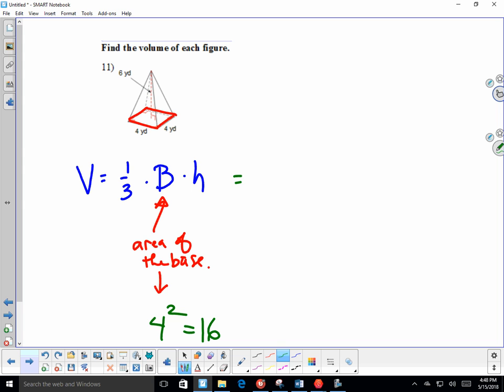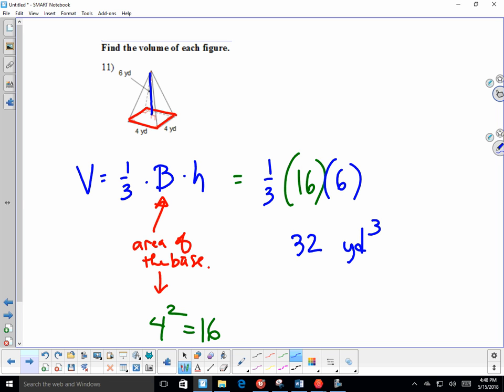So that means my formula is going to be 1/3 times the area of the base, 16, times the height, which they're telling us here is 6. And so when we multiply this out, we end up getting 32 cubic yards for the volume. 32 cubic yards.